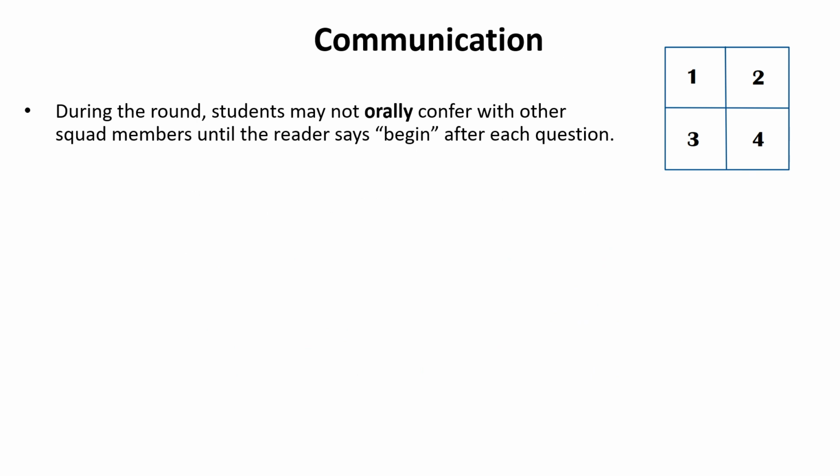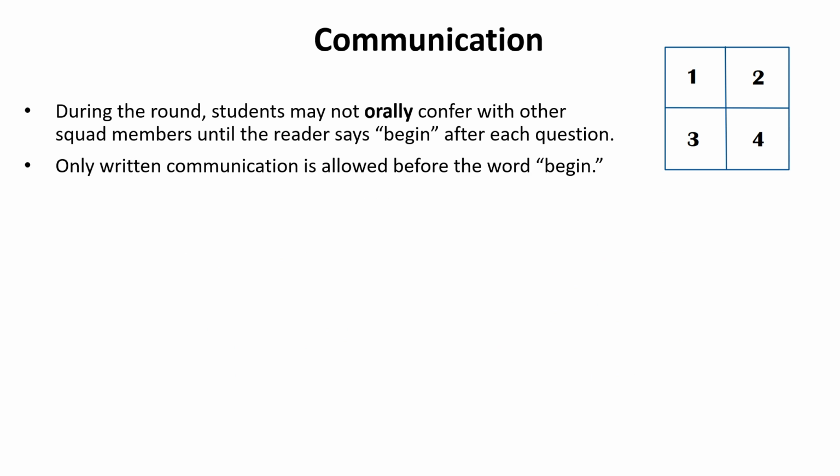So, the students will often write down an answer chart once the rounds have begun and then use that to point to the right answer during the question. This is perfectly fine. Once the word begin is said, then they can discuss the answer orally. So, during the round, students may not orally confer with other squad members until the reader says begin after each question. Only written communication is allowed before the word begin, and that is perfectly acceptable.